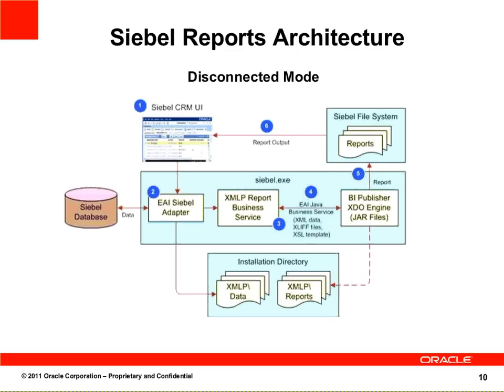the local machine where the report output is saved. On the left-hand side, you can see the data is coming from the Siebel database. Then you have special folders on the Siebel client. One is called XMLP/data, where all the data is generated. Then you have XMLP/reports, where all the report template files are stored.